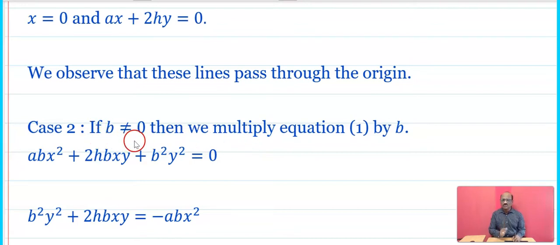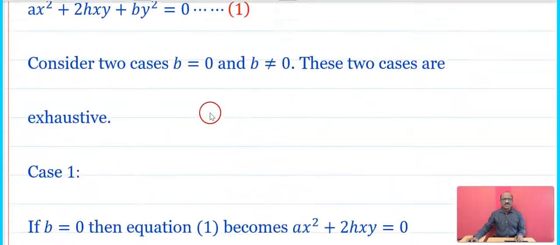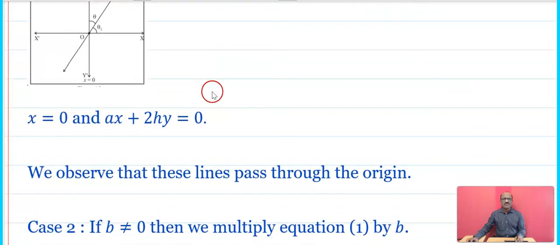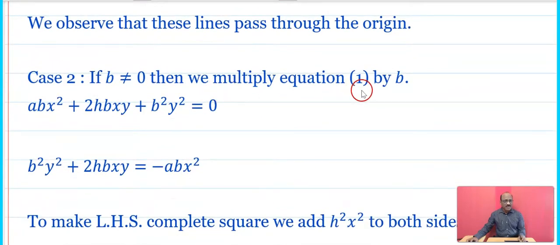If b is not equal to 0, then multiply the equation ax² + 2hxy + by² = 0 by b, and you will get abx² + 2hbxy + b²y² = 0. Now this equation can be written as b²y² + 2hbxy = −abx².